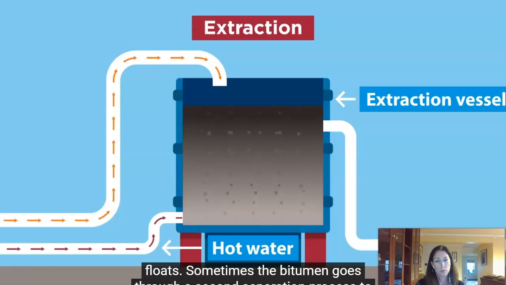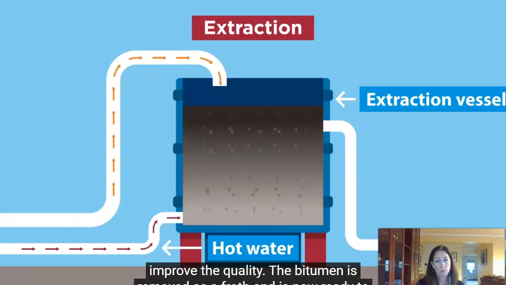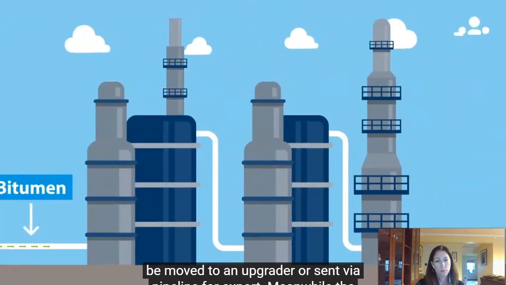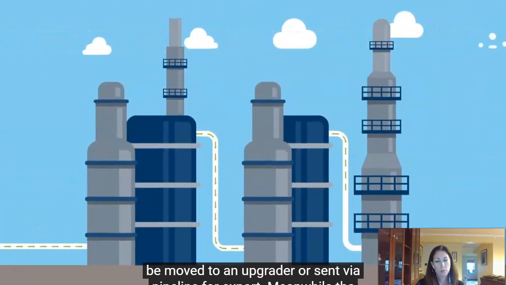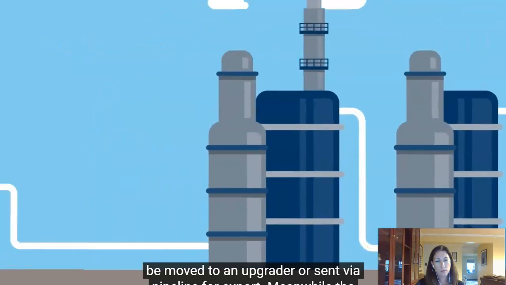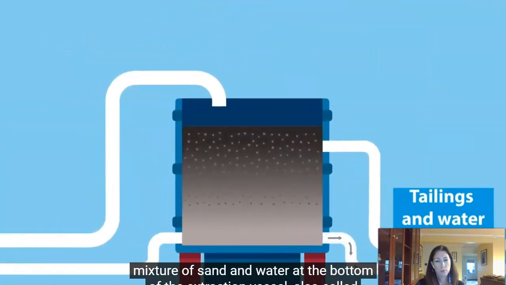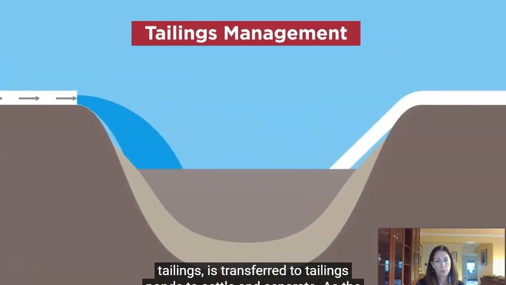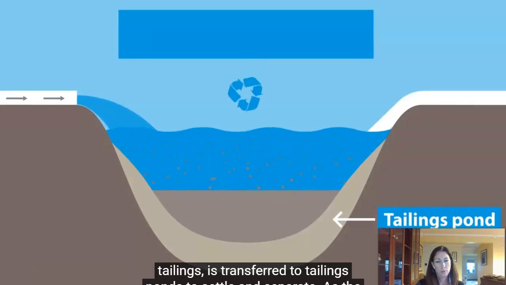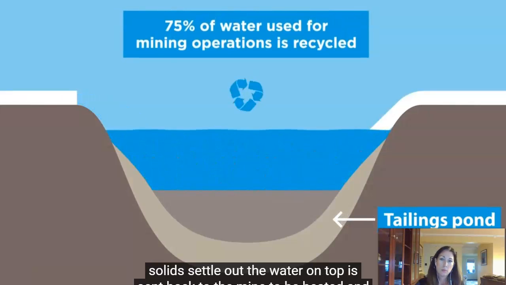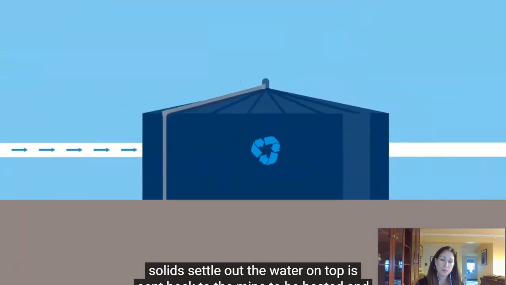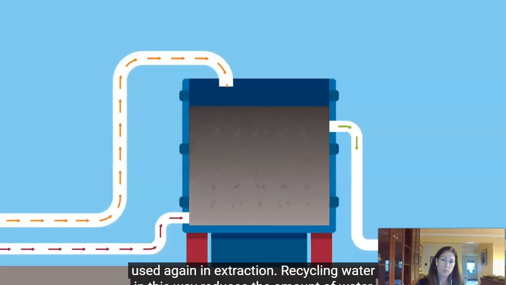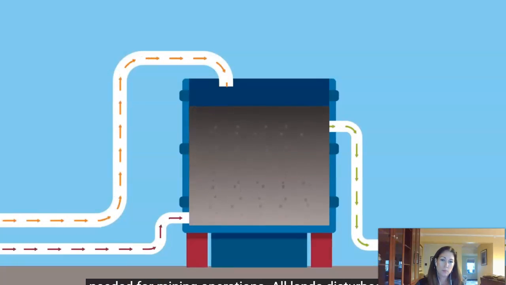Sometimes the bitumen goes through a second separation process to improve the quality. The bitumen is removed as a froth and is now ready to be moved to an upgrader or sent via pipeline for export. Meanwhile, the mixture of sand and water at the bottom of the extraction vessel, also called tailings, is transferred to tailings ponds to settle and separate. As the solids settle out, the water on top is sent back to the mine to be heated and used again in extraction. Recycling water in this way reduces the amount of water needed for mining operations.